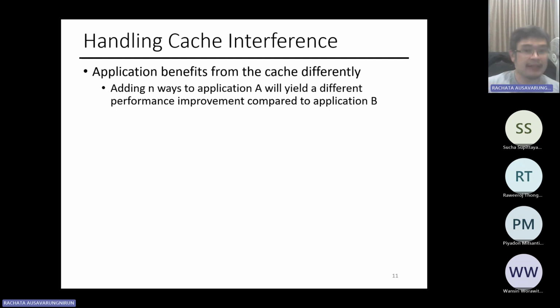Applications can benefit from the cache differently. How many people have programmed with a nested loop?